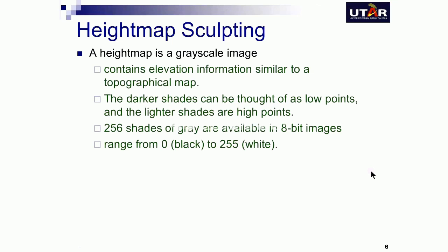So the height map is something that's used in Unity. It exists in a series of shades of gray that vary between white, which has the value of 255, and black, which has the value of 0. And it's basically an 8-bit image.